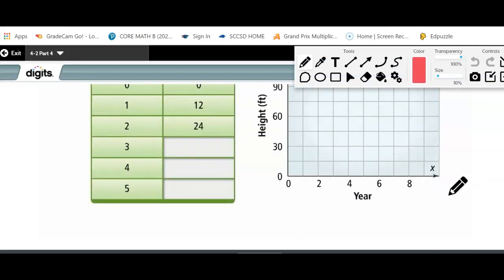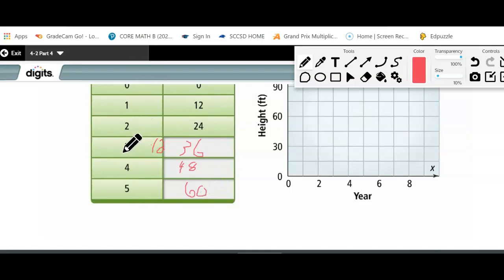Okay, so the tree goes 12 feet each year. So 1 year, 12 feet, 2 years, 24. It means we're multiplying by 12. Okay, we should get 36. 4 times 12 is 48. And then 5 times 12 is 60.